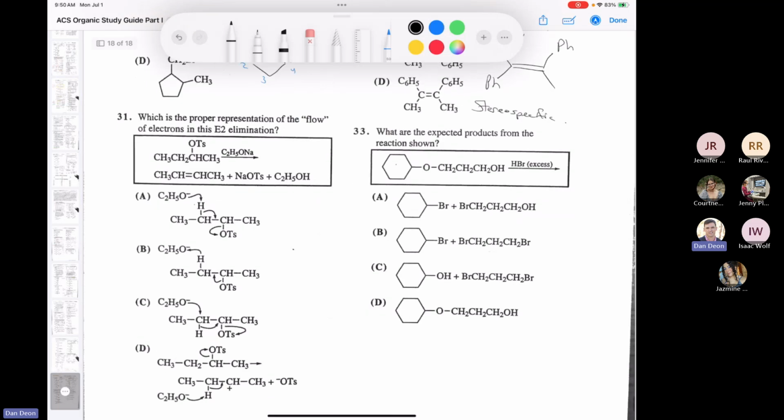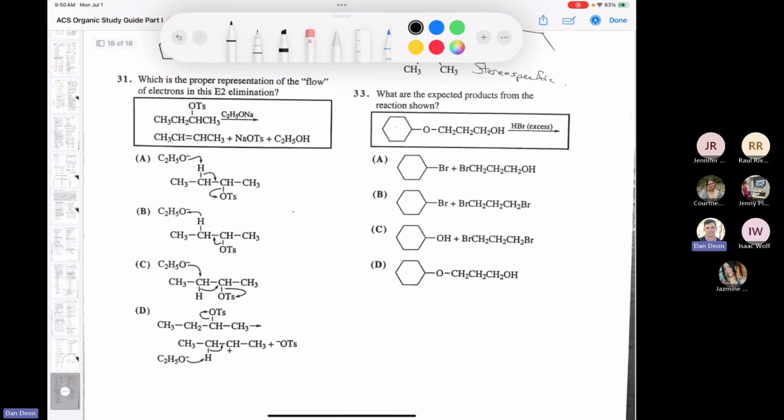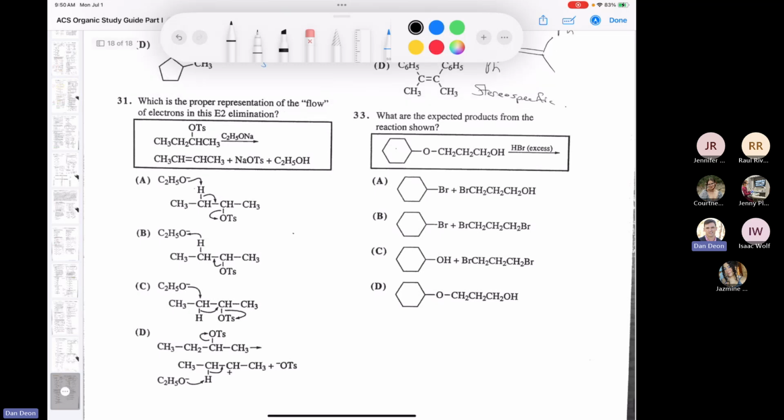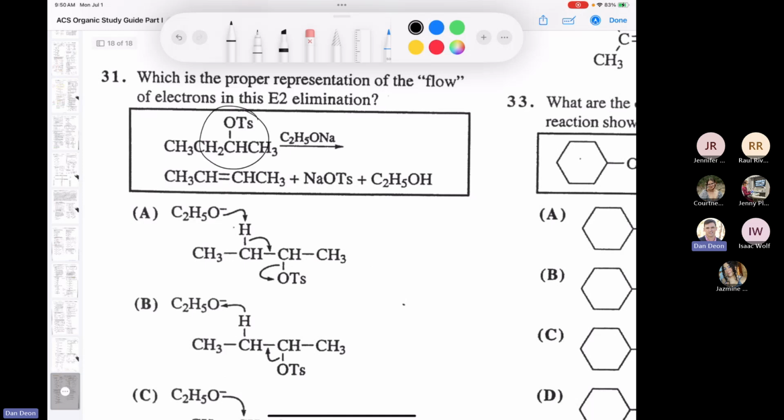All right, let's backtrack. Let's try number 31. It just says which one of these represents the proper flow of electrons or the proper mechanism for the E2 elimination. So I'm taking this tosylate here and I'm treating it with C2H5O, that's the same thing as ethoxide. So this is just NaOEt, sodium ethoxide here.